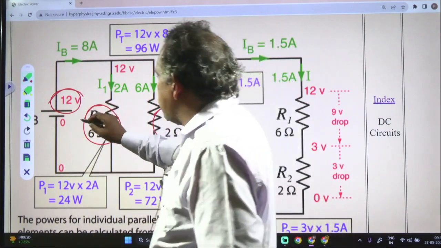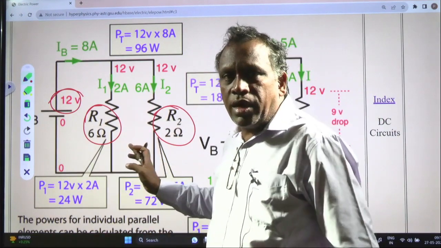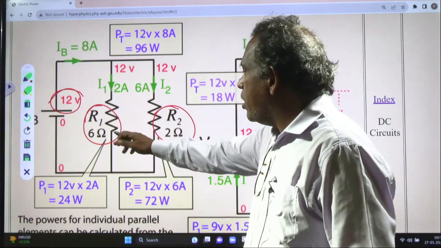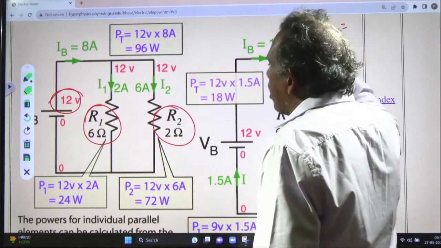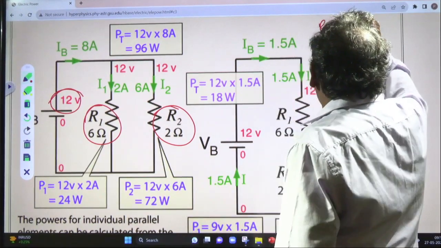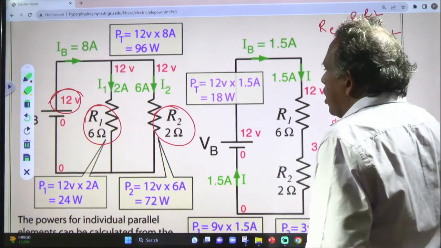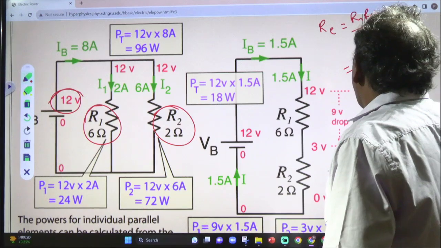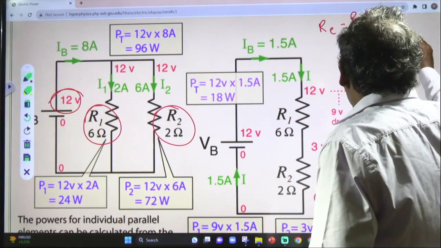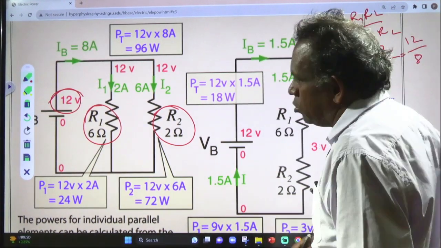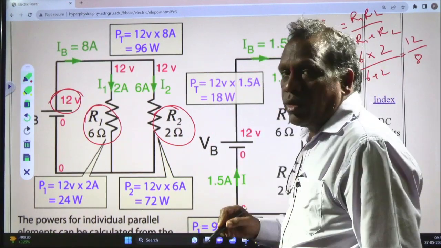Now the R1 and R2 are connected in parallel. If R1 and R2 are connected in parallel, what is the effective resistance? The effective resistance in parallel connection is R1 R2 by R1 plus R2. Just I will explain how you get these values. R1 is 6 and R2 is 2, so 6 into 2 by 6 plus 2. 6 into 2 is 12, and 6 plus 2 is 8, so 12 by 8. This is the effective resistance, 12 by 8.